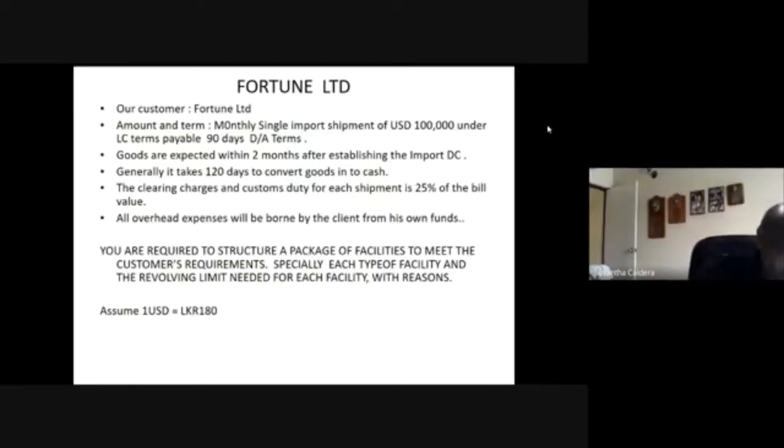Clearing plus custom duty, 25% of the bill value.